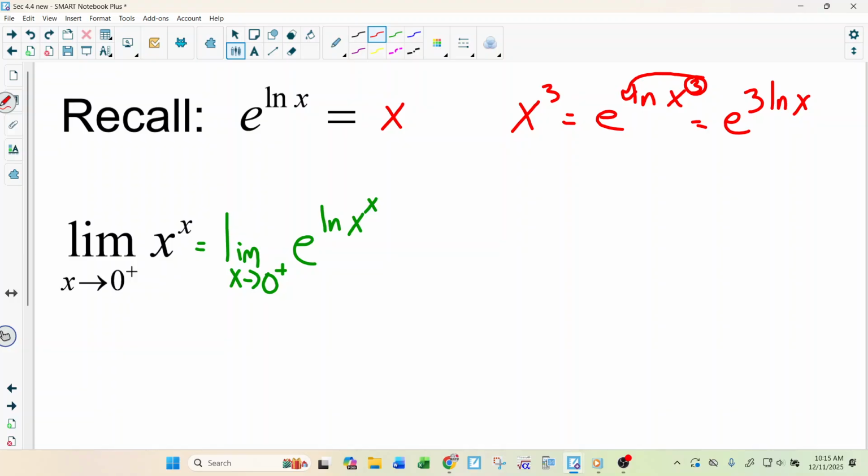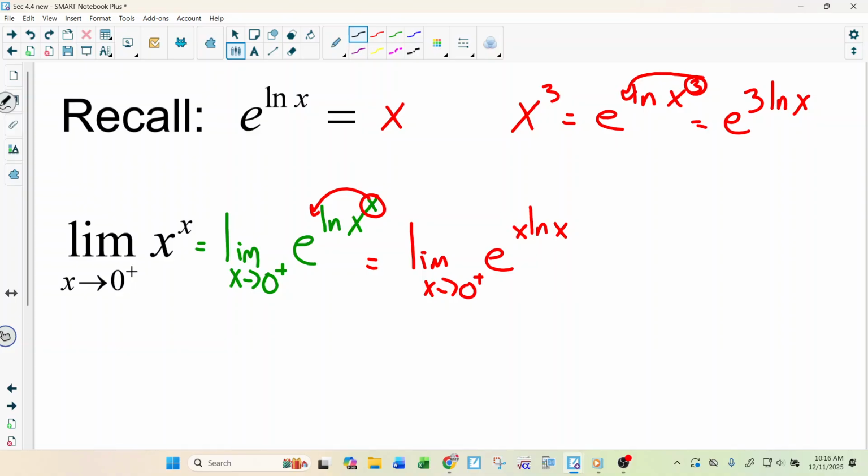And the advantage is if you have e to some stuff, what's the derivative? The derivative of e to the stuff is e to the stuff times the derivative of the stuff. So e just makes it easier. So here we can do this e to the natural log, which allows us to move this in front. And we get e to the x natural log. So we've gotten rid of x to the x and changed it to just x times natural log, and we have the e there.